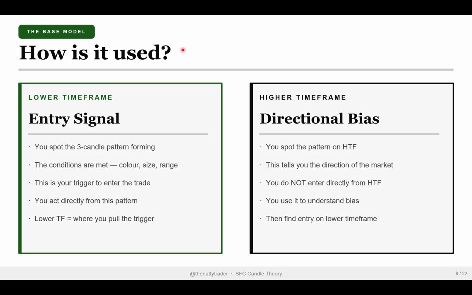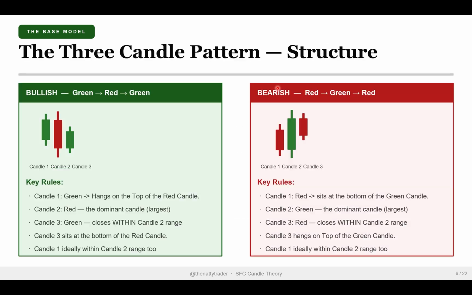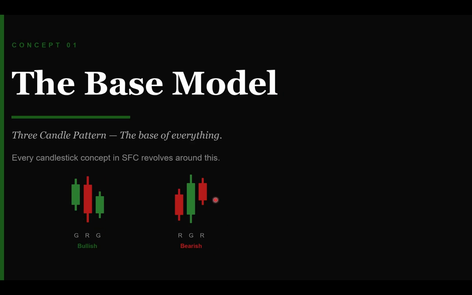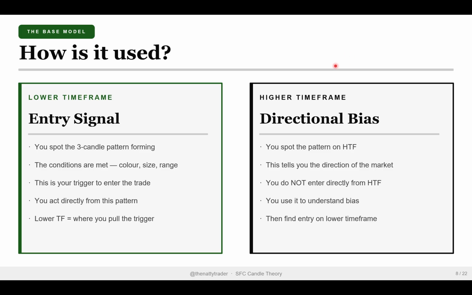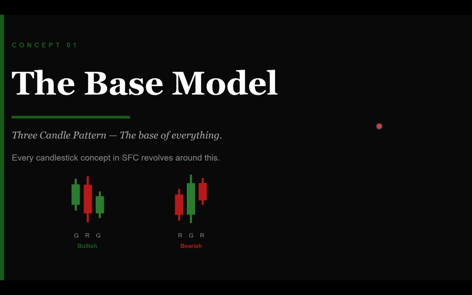How is it used? So on the higher time frame, the base model, and when I say the base model, I simply mean this bullish candle pattern and then this bearish candle pattern. On the higher time frame, we use this as a directional bias. And now you might ask, how can we do that? Well, it's pretty simple. Let's assume this is a bullish candlestick pattern which is forming on the higher time frame. Let's say this is a daily time frame or a 4-hour time frame or a 1-hour time frame. And the fourth candle that you expect from this bullish range is a bullish candle. And same with the bearish. The fourth candle that you expect is a bearish candle.